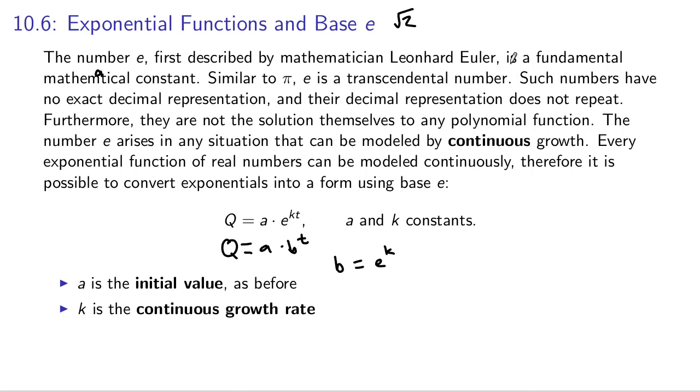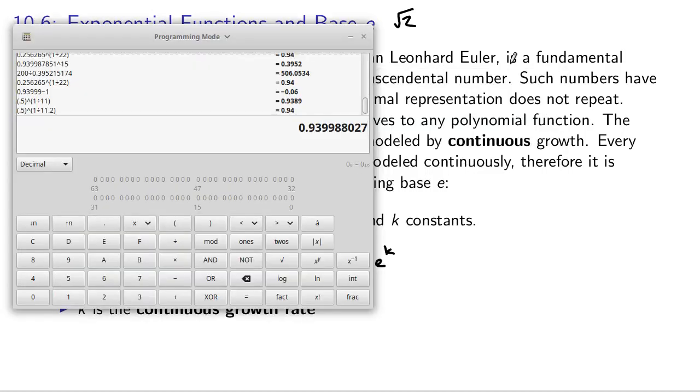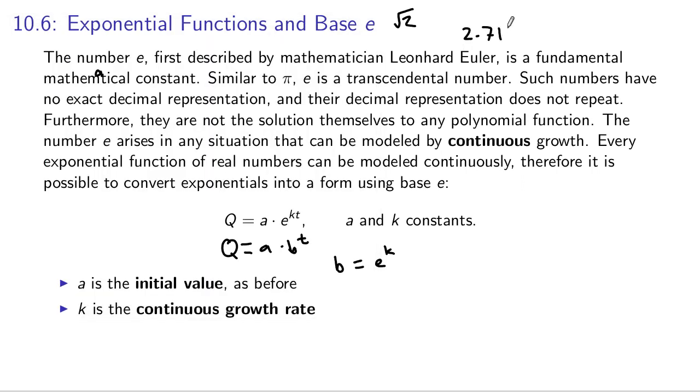And you might want to know, what is e approximately? So it would be 2.718 approximately, and you can see 281828, and it does not repeat in any way. It's not, like I said, it's non-repeating. 2.718 is approximately what e is equal to.